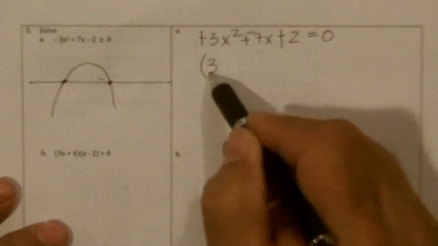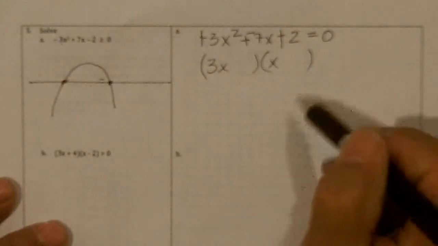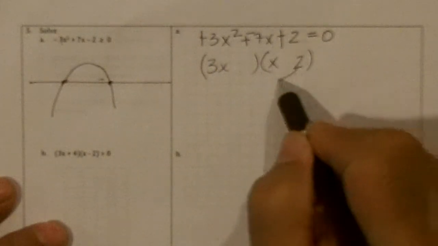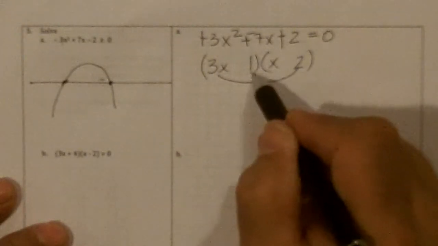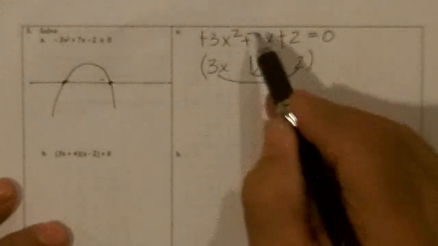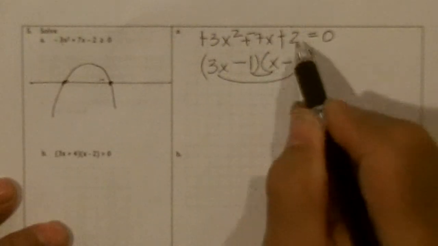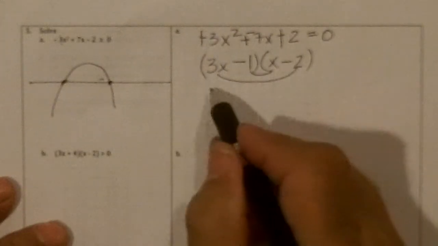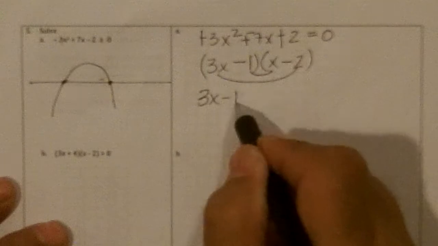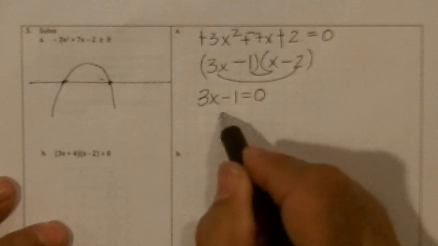And if I do 3x and x, and if I put 2 here and multiply that, that would be 6, and 1 here, that would be 1, which would make 7. But we got to get -7, so both of these have to be minus, and -1 times -2 is +2, so that works. If I set this equal to 0, add 1 to both sides, and then divide by 3.